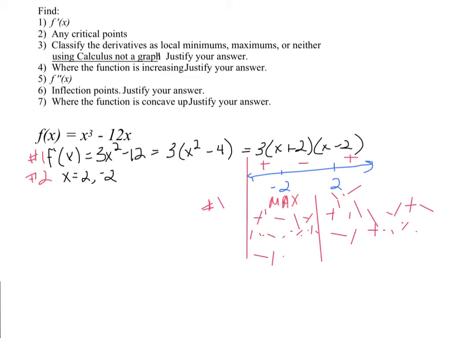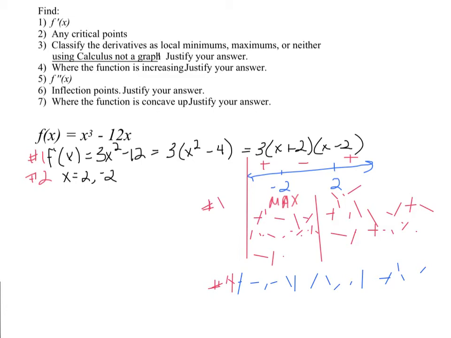Next, where's the function increasing? Well, of course, we're increasing when the derivative is positive. So we'd say, all right, we're increasing from negative infinity to negative 2, and from 2 to infinity, because that's where f prime is greater than 0. So that answers number 4 from up top.